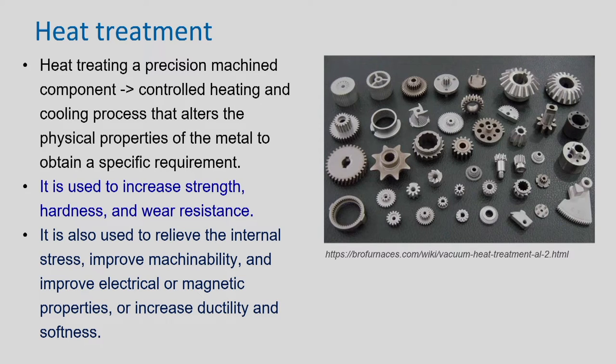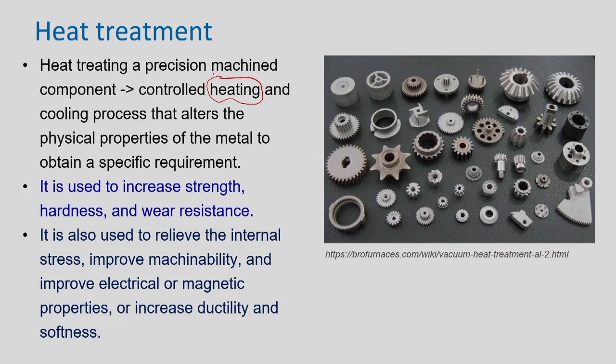So we have manufactured the parts, now we have to enhance the mechanical properties to a certain extent, maybe on the surface itself, which is subjected to a variety of forces or temperatures in its real applications. So heat treating is a precision process. So heat treatment of precision machine components, how is it possible? We have to use heat. We are using thermal energy.